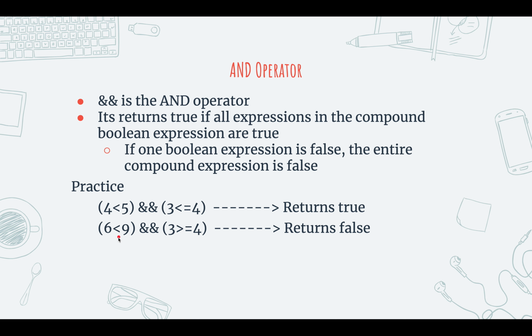Now let's look at this one. 6 is less than 9. 6 is in fact less than 9, so this side will be true. It will go on to the next one. 3 is greater than or equal to 4. 3 is not greater than or equal to 4, so this returns false. So now we're comparing true and false with our logical operator. Since we have one false statement, this entire thing becomes false.